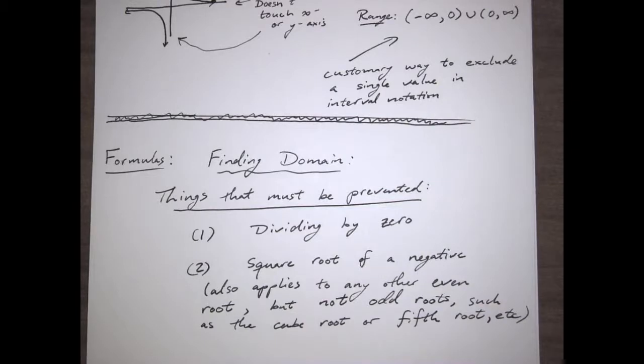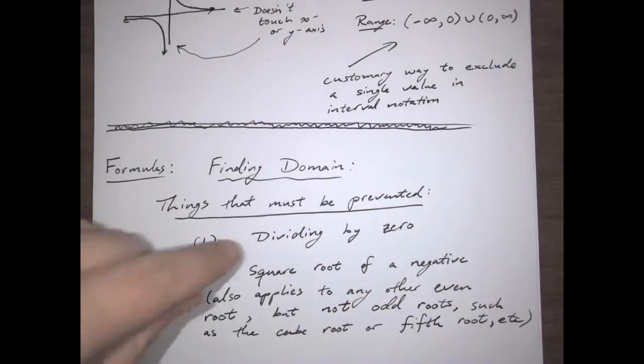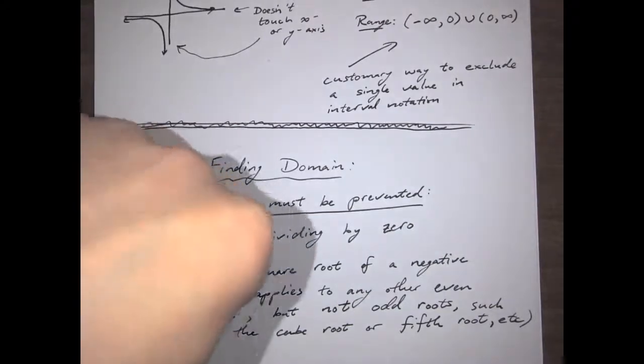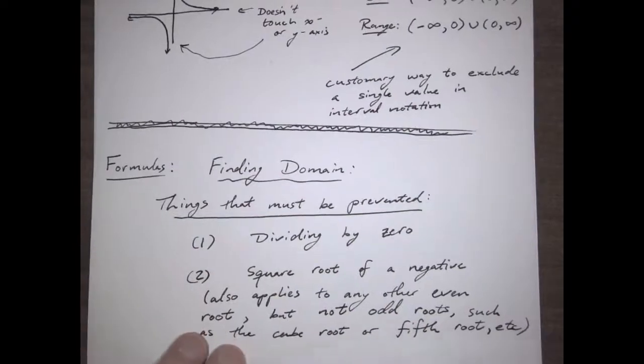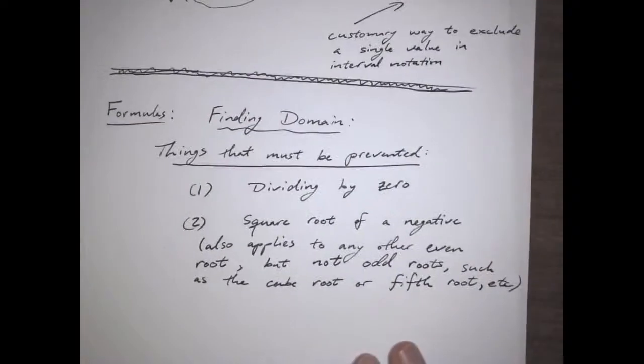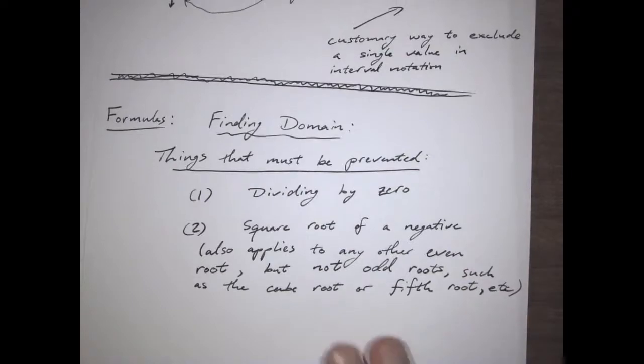And so what we are going to do is look at the formula, look at where it is vulnerable. It's vulnerable at any place where it's dividing by 0, or it's vulnerable any place where it's taking a square root of an expression, because then it might accidentally be a negative value. So those are the two things that we're going to have to try to prevent.